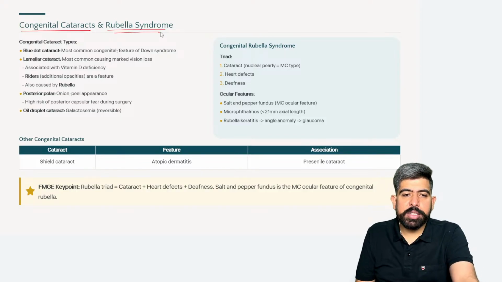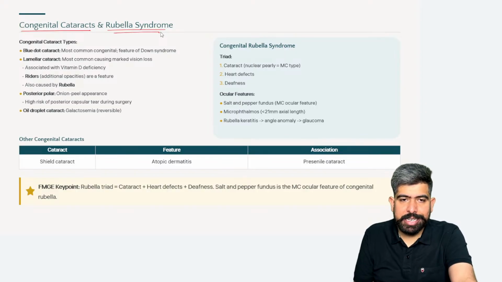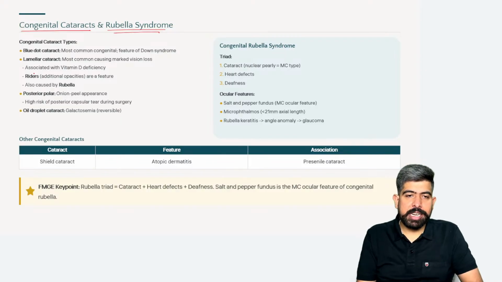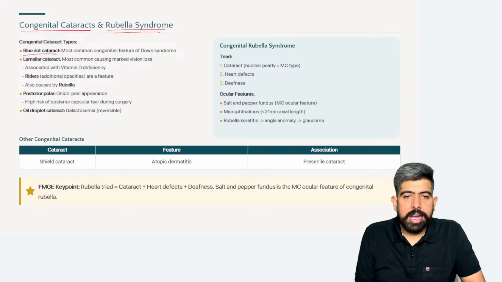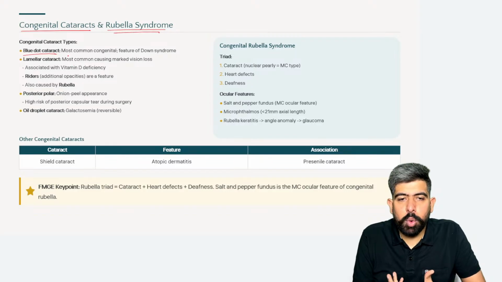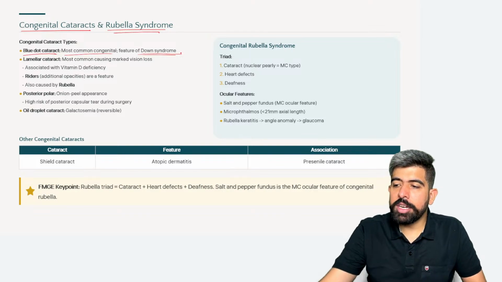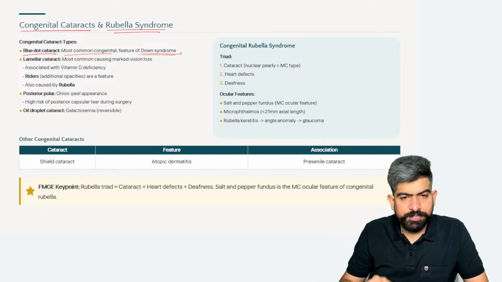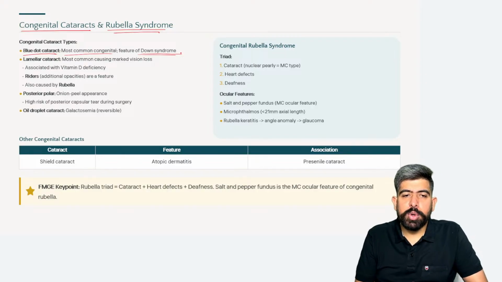So we are starting first with congenital cataracts. In congenital cataract, we have the blue dot cataract, and please remember this is the most common congenital cataract, a feature of Down syndrome. So if the patient has Down syndrome, the patient will have a congenital cataract, and this is known as the blue dot cataract.